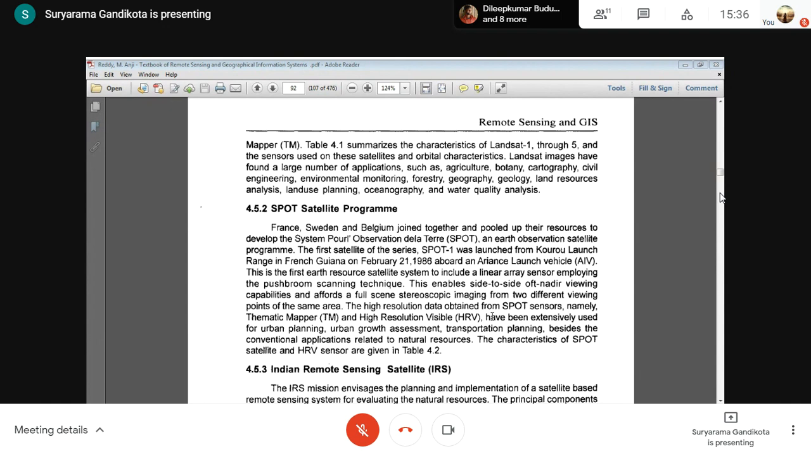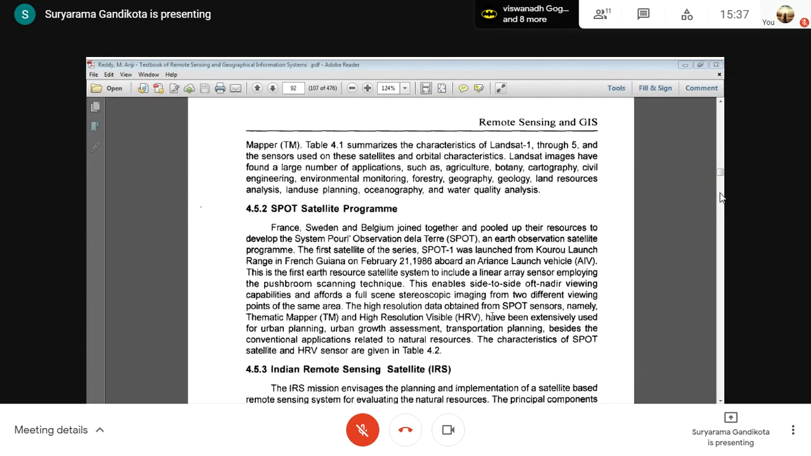Next one is the SPOT satellite program. France, Sweden, and Belgium joined together and pooled their resources to develop the system Système Pour l'Observation de la Terre, that is SPOT, an Earth resource observation satellite program.